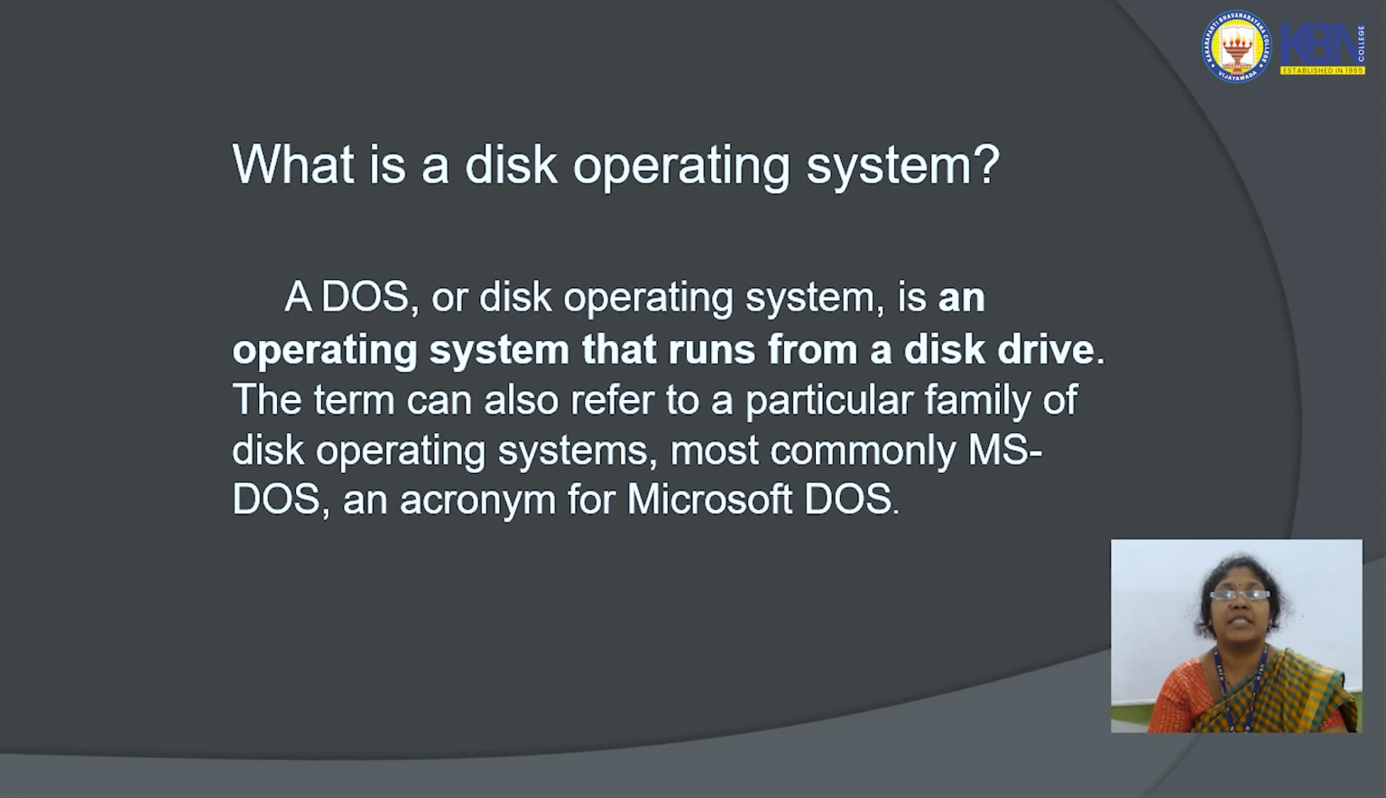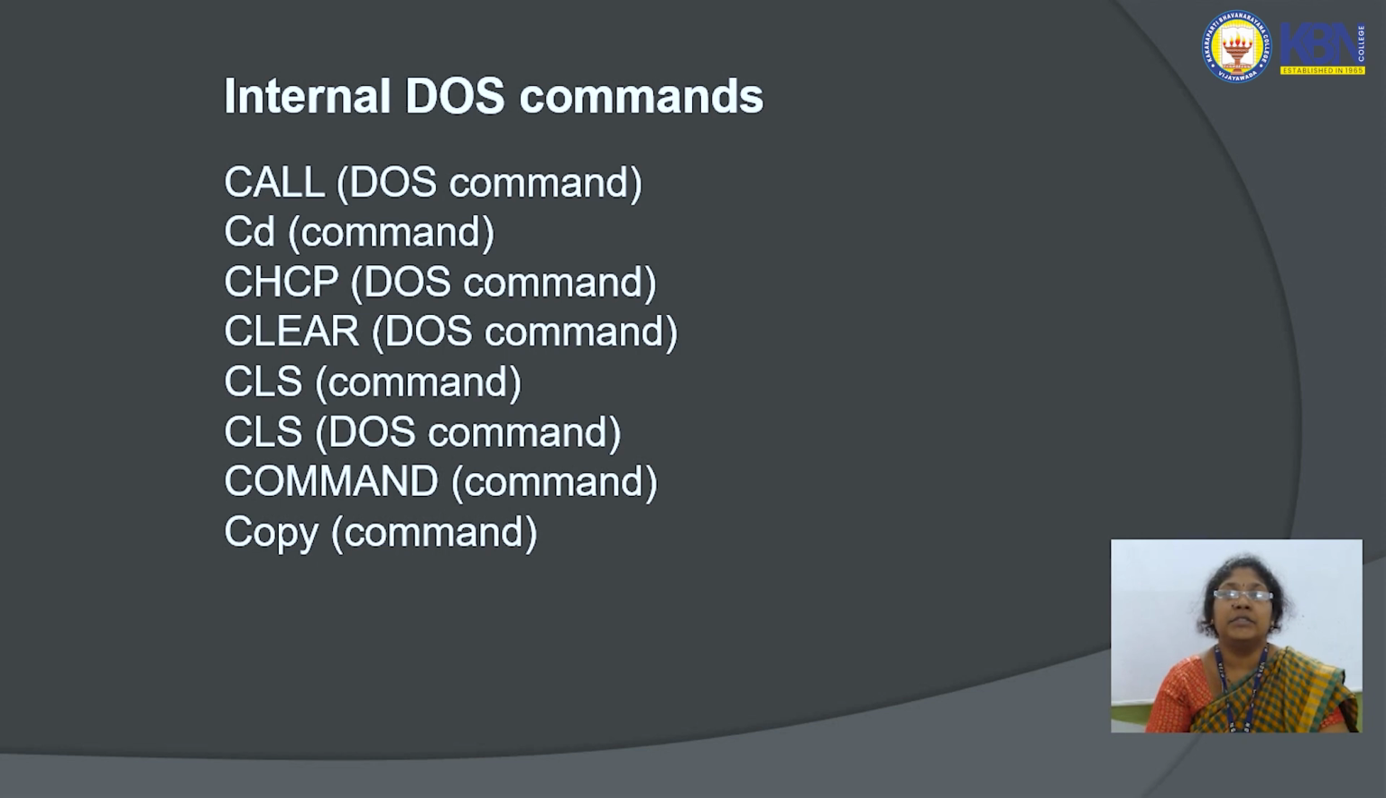In a disk operating system we have some instructions, or simply we call them commands. We have so many commands to work with the system. The disk operating system is a single user operating system. We have two types of instructions called internal and external. First, we see the internal commands. What is the meaning of commands? We call them instructions. The computer will work with these instructions.